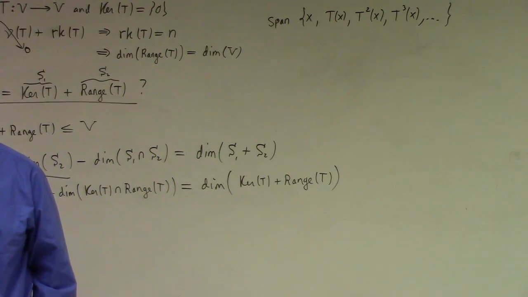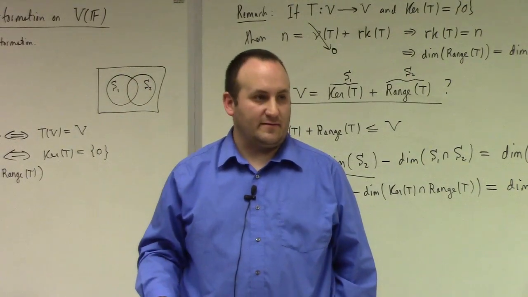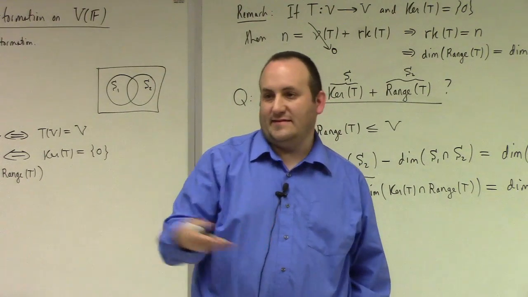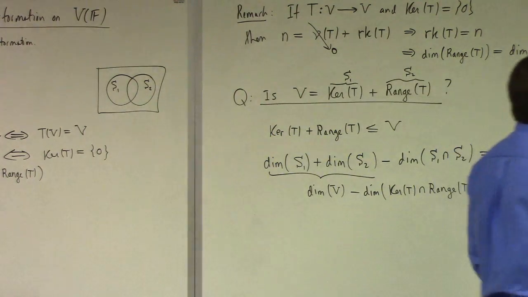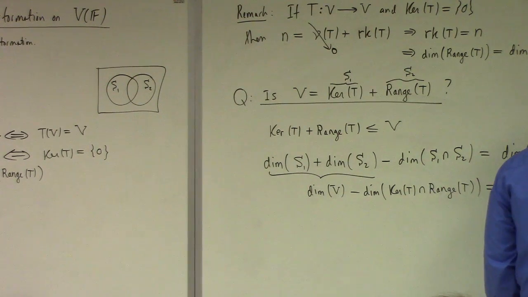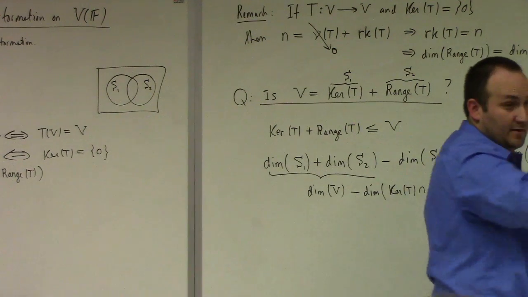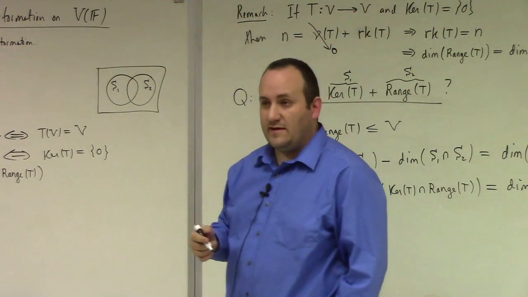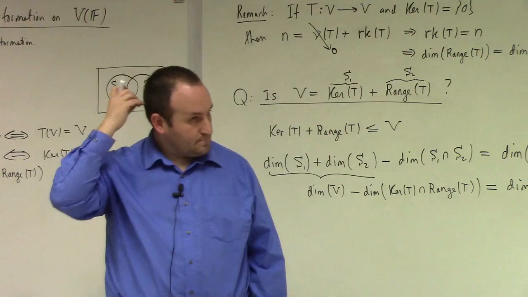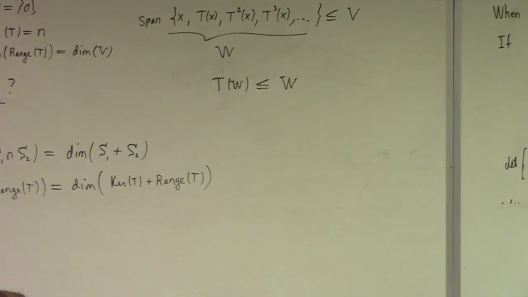T of x is again a vector in V. Taking a span of them, it's a subspace, right? This is a subspace of V. You can call this thing W. And it turns out that T of W is once more a subspace of W. So a subspace constructed in this way gives you what's called an invariant subspace. It doesn't go anywhere else when you act on it with T.